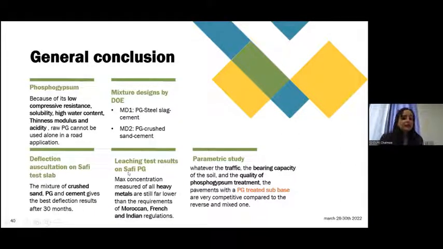Leaching test results on the same CEFI phosphogypsum, max concentration measured of all heavy metals are still far lower than the requirements of Moroccan, French and Indian regulations. And for the parametric study, whatever the traffic, the bearing capacity of the soil and the quality of phosphogypsum treatment, the pavements with the phosphogypsum treated sub-base are very competitive compared to the reverse and mixed one.